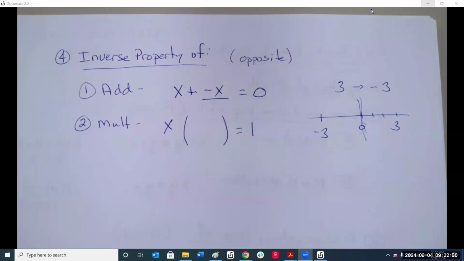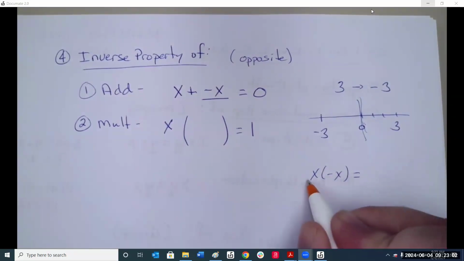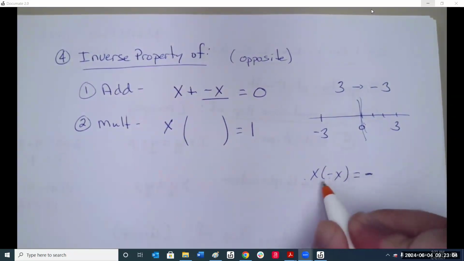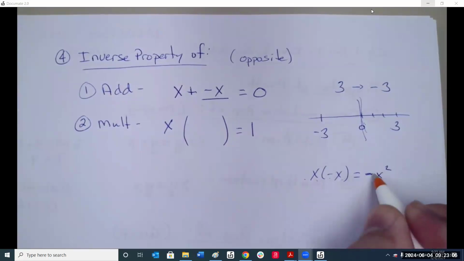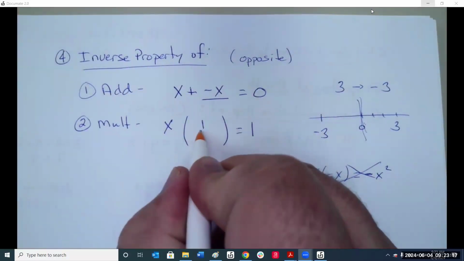How do we get rid of x? What do we multiply to x to get rid of it? No, if it was negative x, it'd be x times negative x, and positive times negative is negative. X times x is x squared. So it's not the same as the addition property. Very good. It's 1 over x.